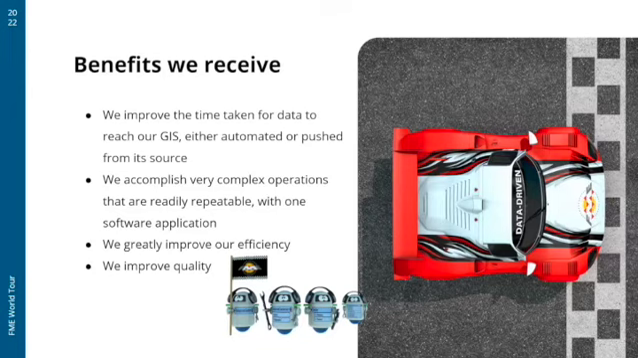The benefits that we receive from that, well, we improve the time taken for data to reach our GIS, and that's really important for us. We don't want to have data sitting in directories for days that should be out there being used by our users. And we use automation, or we have people push that from its source.